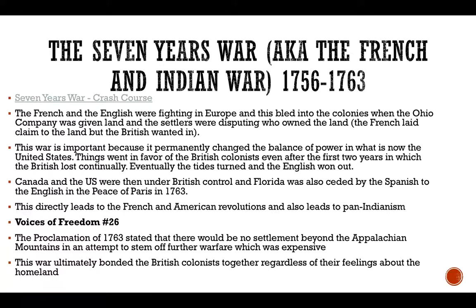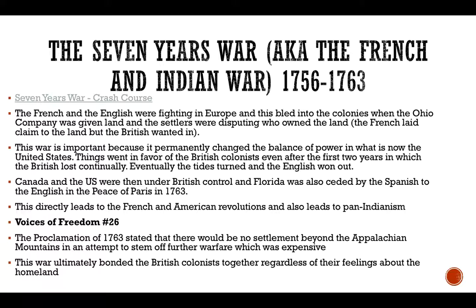What happened prior to the Revolutionary War here is that you saw what is called the 7 Years' War, or sometimes commonly known as the French and Indian War. And the background for this is that the French and English were fighting in Europe, and this bled into the colonies because the colonies were still deeply connected to the political and social movements within Europe.